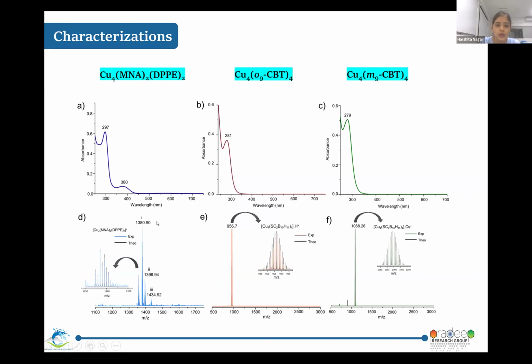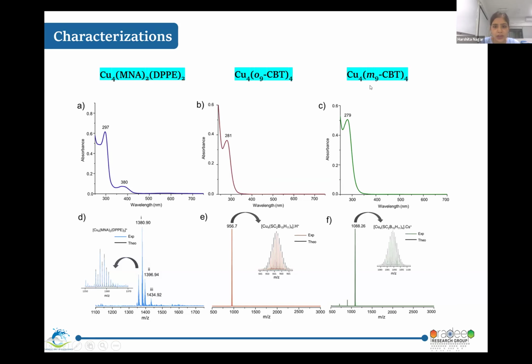These are the UV-visible spectra of all three nanoclusters. First I'll explain this one, the Cu4 MNA2 DPPE2. MNA is mercaptonicotinic acid. DPPE is diphenylphosphinoethane. This nanocluster has peaks at 297 and 380.